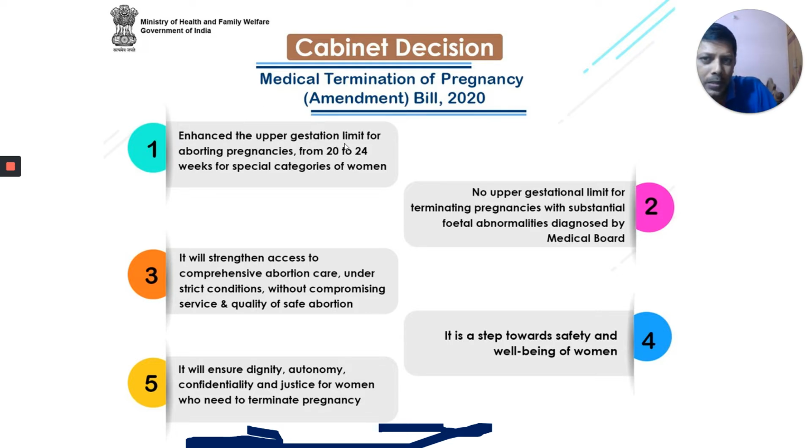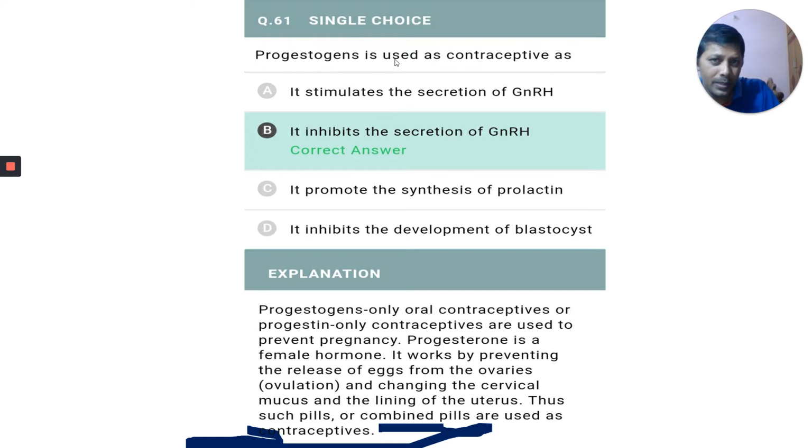Enhance the upper gestation limit for aborting pregnancy from 20 to 24 weeks. Special categories of women: no upper gestational limit for terminating pregnancy with substantial fetal abnormalities, diagnosed by a medical board. These are the new points released by the cabinet. Note down these points. The amendment occurred in 2020.